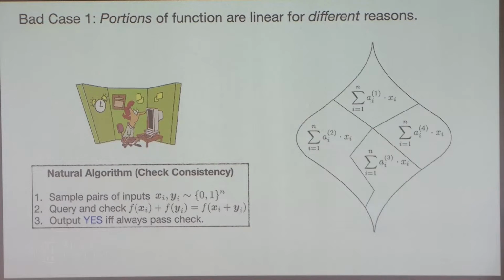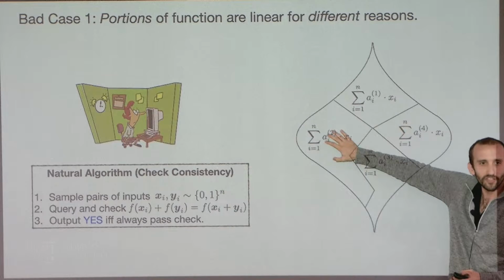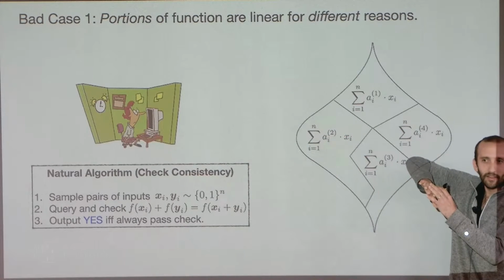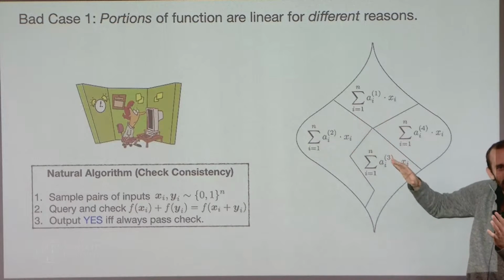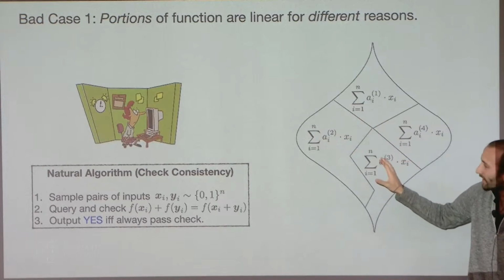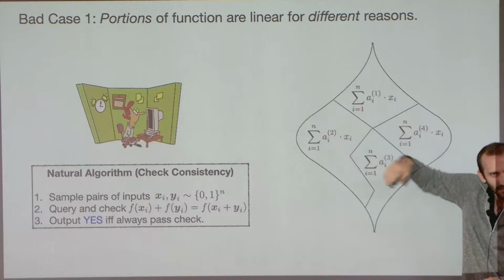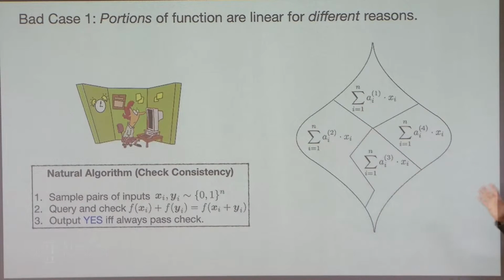Why is this a bad thing if this happens? Even though the portions of the function are linear, the function itself is not linear because you can't reconcile these values. Yeah, exactly. So if I pick 2 random points, they will go to 2 different parts. Yeah, exactly. So the algorithm does work.